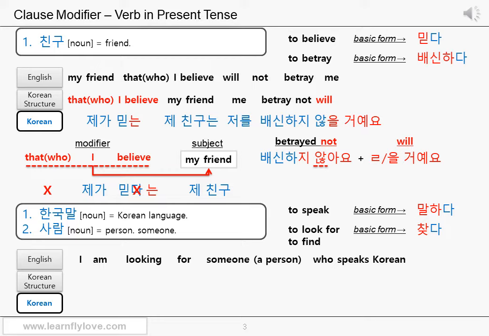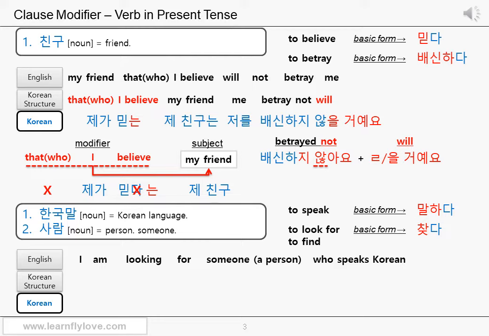제가 믿는 제 친구는 저를 배신하지 않을 거예요. Perfect. Let's see the next sentence.